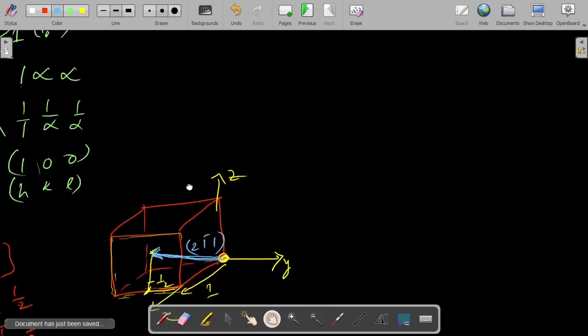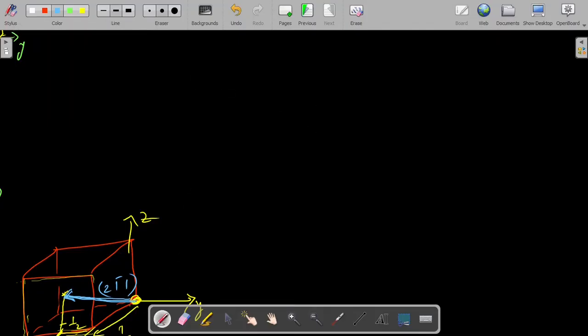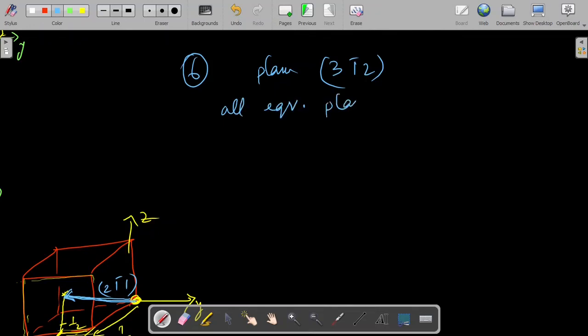So let's go and take the 6th, I think. Write down all the equivalent planes with Miller indices HKL equal to 3, 1 bar 2 respectively in a cubic unit cell. 3, 1 bar 2. So now you have plane 3, 1 bar 2, and you want to write all equivalent planes with the HKL values equal to this.